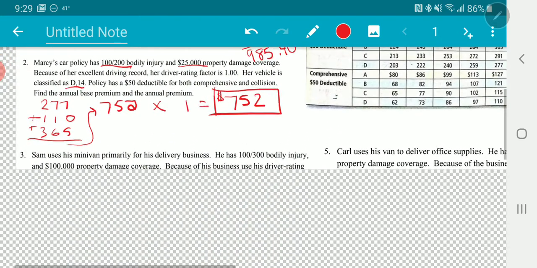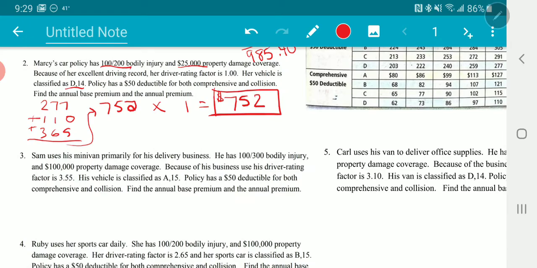Okay, moving on. Number 3. I'm going to start off with that A15. My two numbers for A15 for my deductibles: my first deductible would be $343, and my next deductible would be $142. And then I would look at my $100,000 for property damage, $300,000 for bodily injury, and that's going to give me a price of $392.